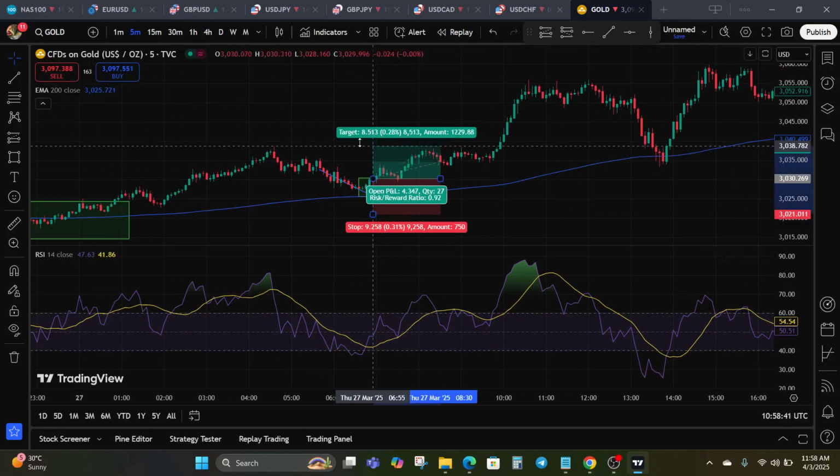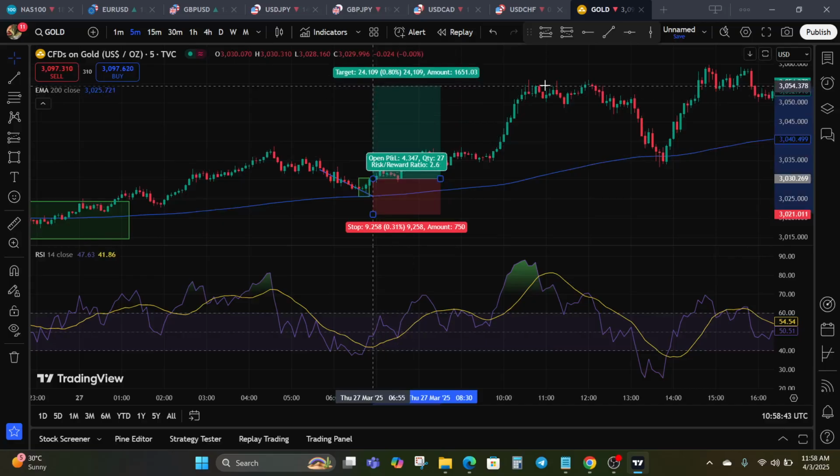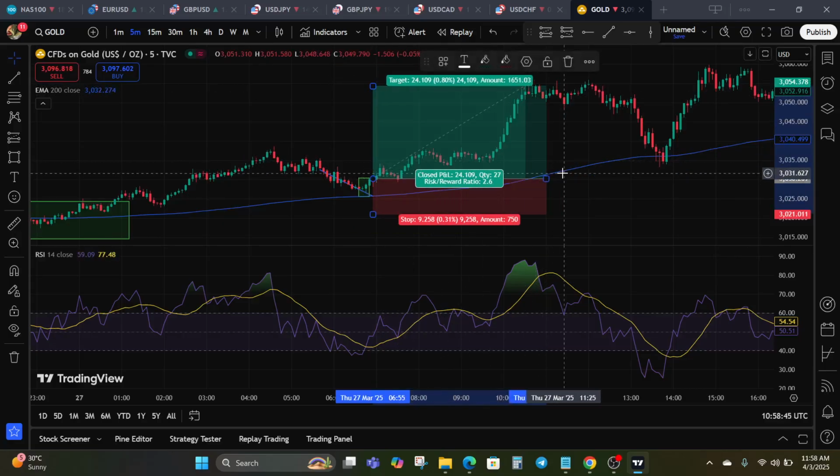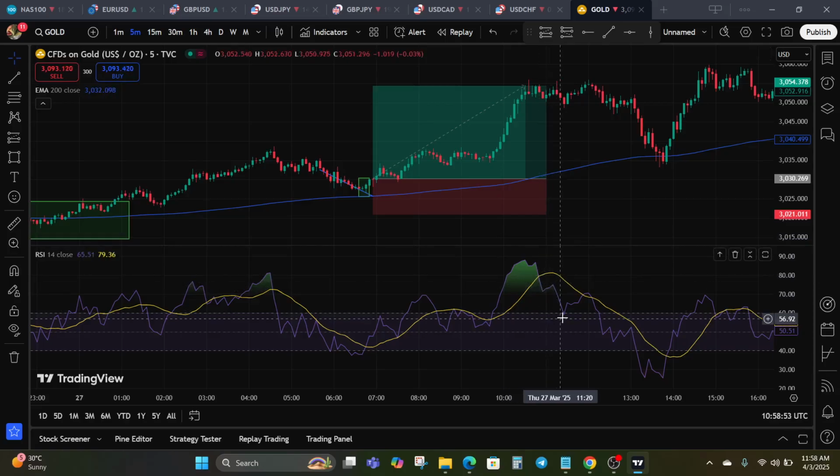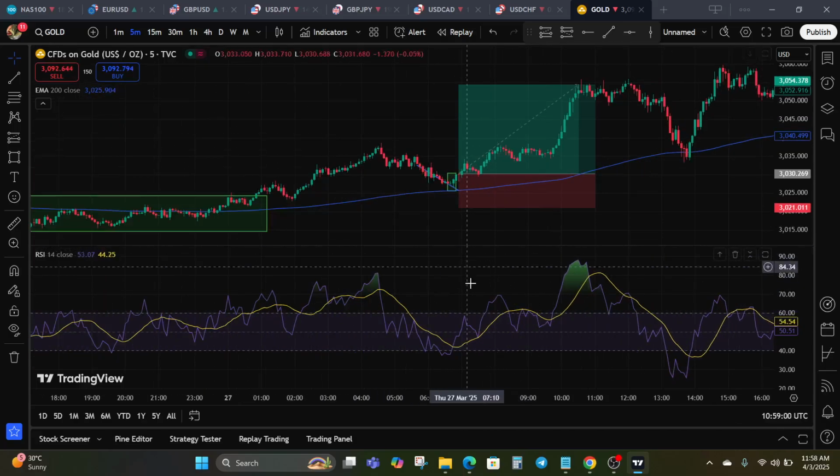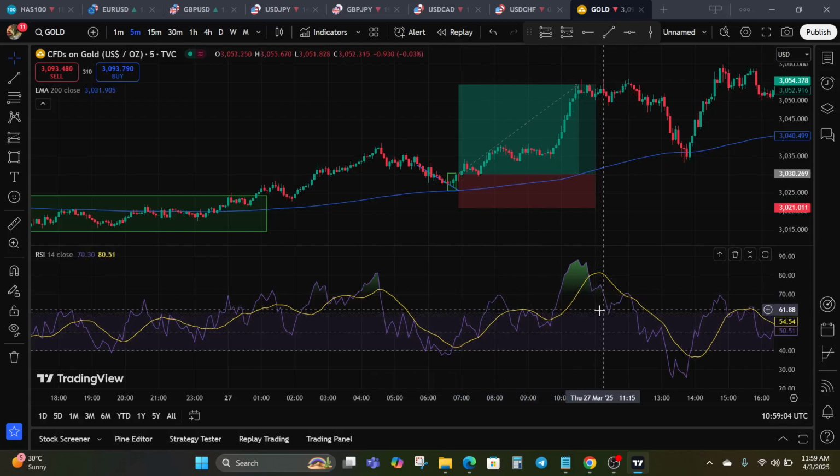You can actually use key resistance zones. Ensure that you have a good risk to reward ratio, at least a 1:2 risk to reward ratio. Or when the RSI starts to drop below the 60 level, then you can use that to exit your buy trade.